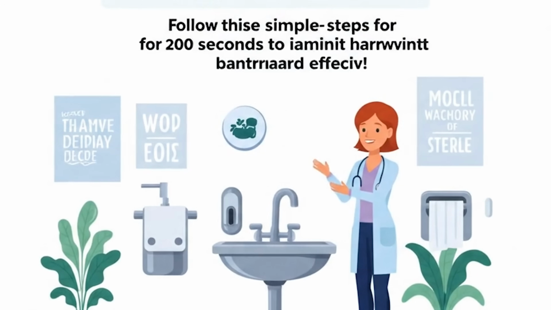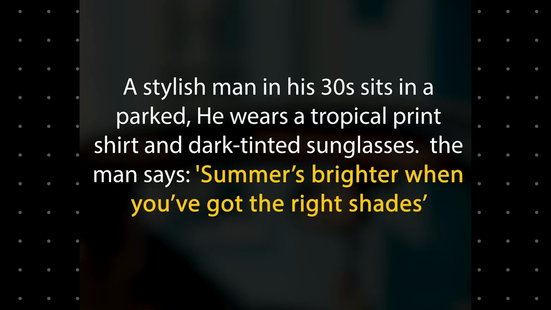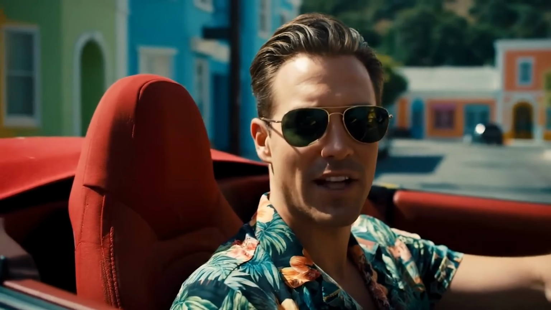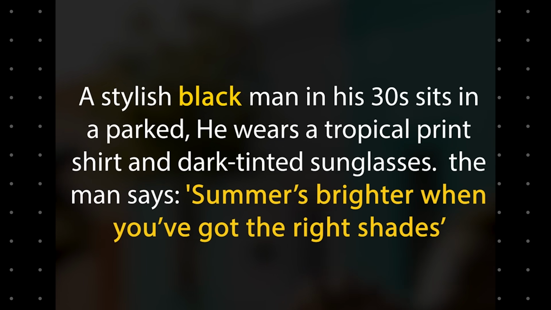And there is this weird thing sometimes that you ask for the characters to speak and it defaults to singing. And I've specifically noticed this more with black people. So here's an exact prompt that I prompted for the man to speak. Summer's brighter when you've got the right shades. He says the dialogue pretty well. Now I just changed the word man to black male and it's made him sing.